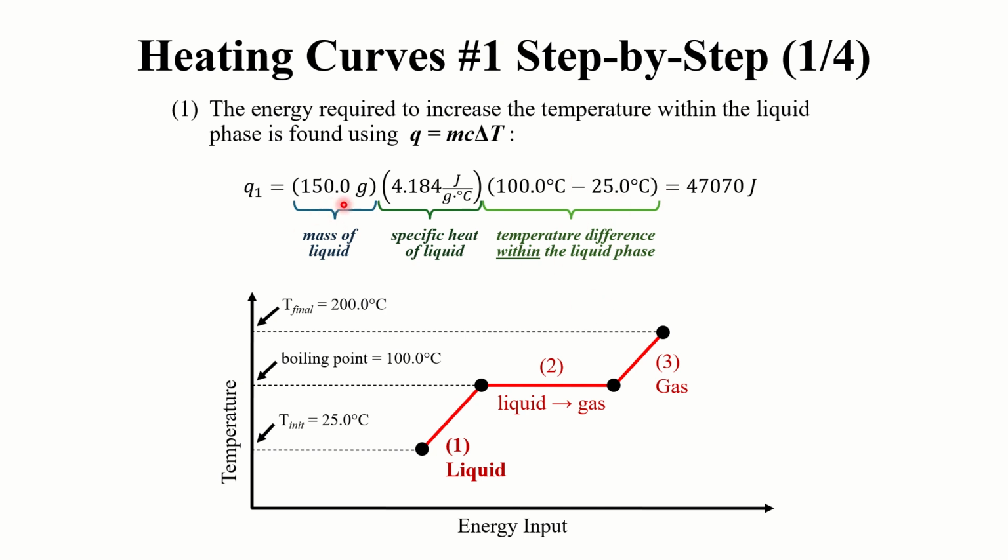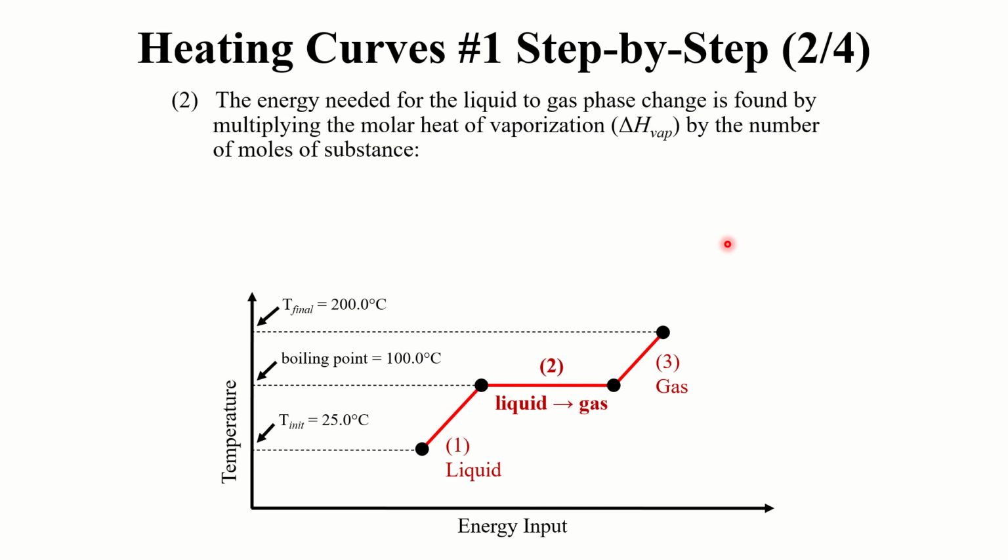So 150 grams times 4.184 joules per gram degrees Celsius times 75 degrees Celsius. If you follow the units, you would notice grams cancel and degrees Celsius cancel, just leaving the unit joules. So we get 47,070 joules. All right, next I'm going to calculate the heat required for the phase change, or the energy needed for the liquid to gas phase change.